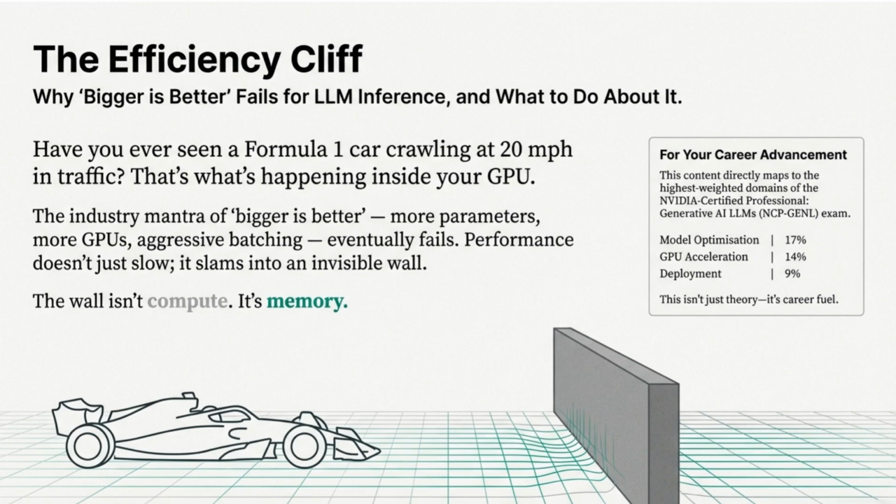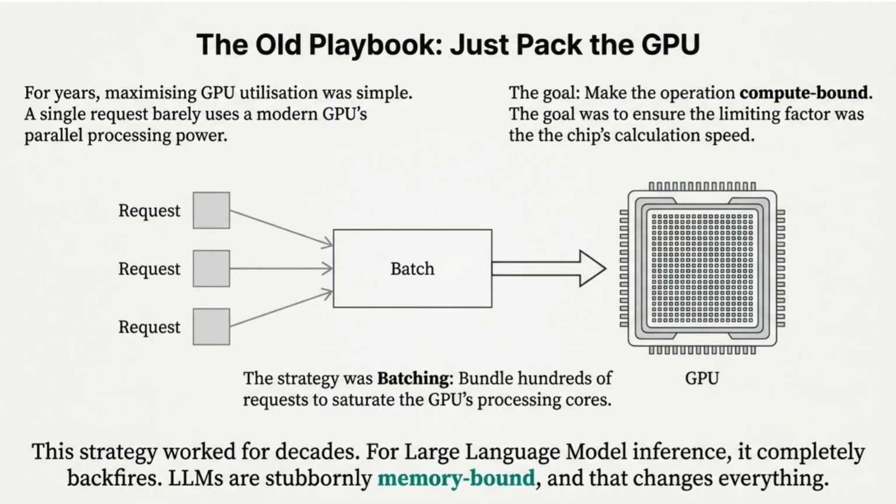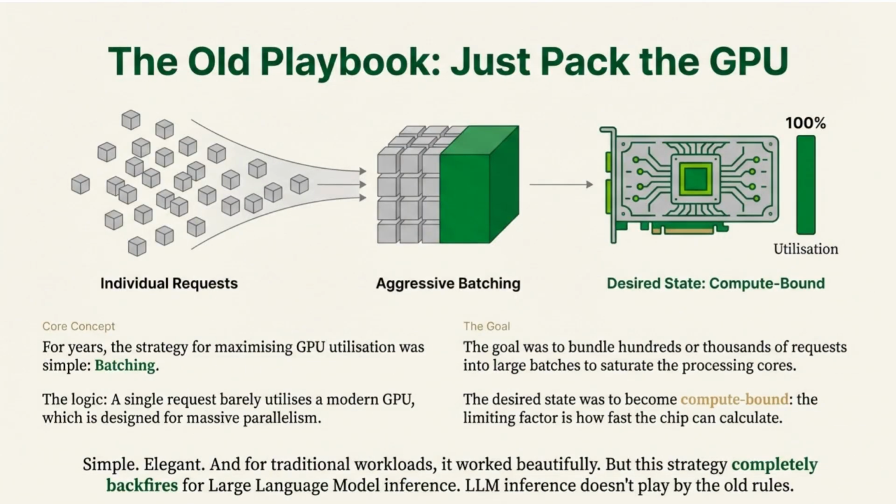Let's get started. So let me explain how people used to think about this. You have one user request coming in. That single request uses maybe 1% of your GPU. All those thousands of cores are just sitting there doing nothing. So what's the obvious solution? Batch them together. If one request uses 1%, batch 100 requests. Now you're using 100%. Simple, right? This worked for years. Training, batching works great. Image processing works great.